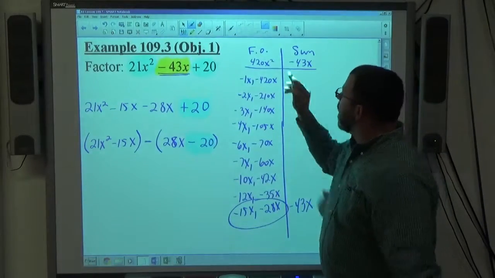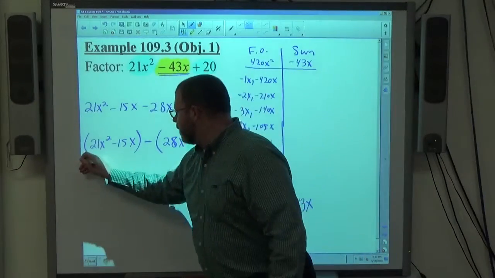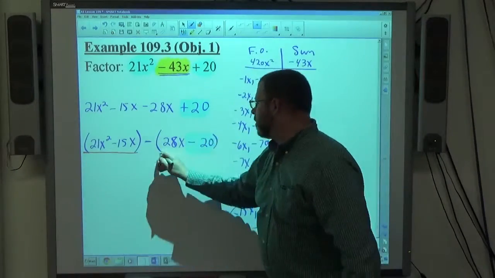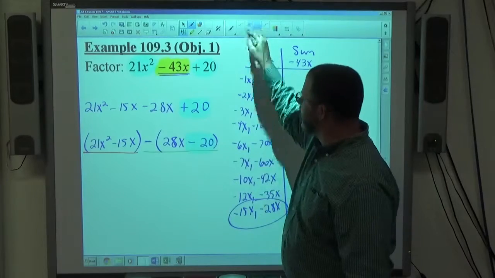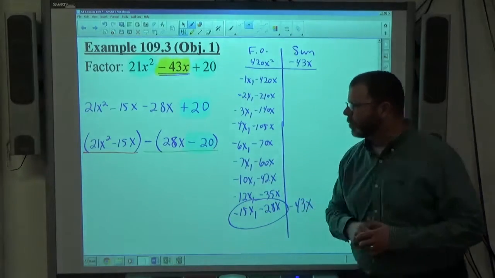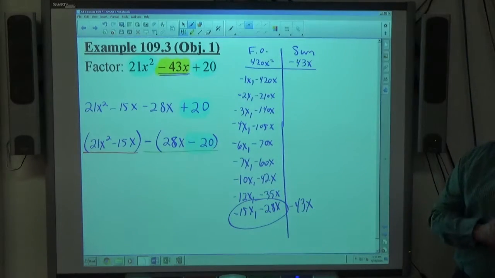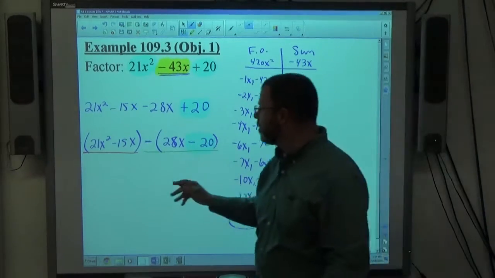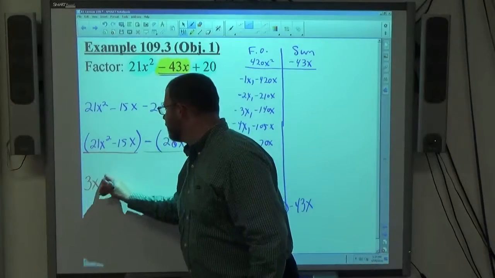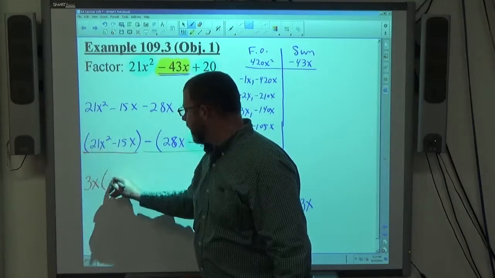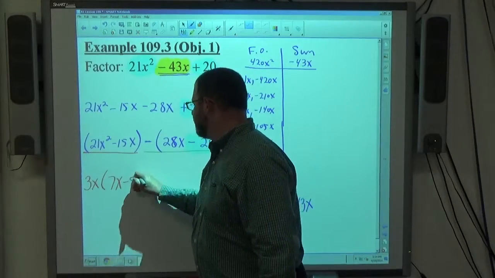Once you do that, now we're in the same boat we've been in before. We've got group number 1, we've got group number 2. Group number 1, we're going to find a common factor of 21x squared and 15x. Numerically, what's the biggest number that divides 21 and 15? 3. Perfect, 3. And x squared and x both contain an x, so 3x is the common factor of the first group. Divide by 3x, we're going to get 7x minus 5.